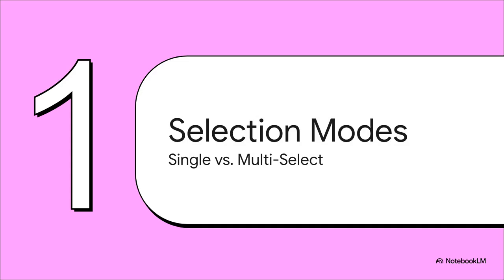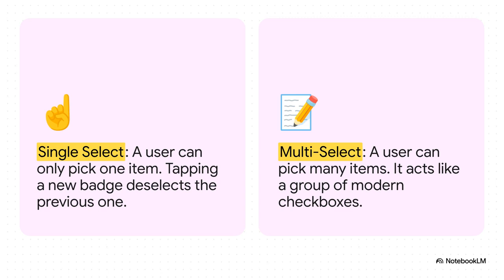So let's really break down that core difference. Because when you use this component, the very first choice you're going to make is about the selection mode. Can the user pick just one, or can they pick a bunch of them? It really is as simple as it looks. Over on the left, you've got single select. When you tap a new badge, you see how the old one just deselects automatically? It's that classic one or the other choice. But on the right, multi-select acts more like a group of checkboxes. You tap to add something to your selection, and you tap it again to take it away.